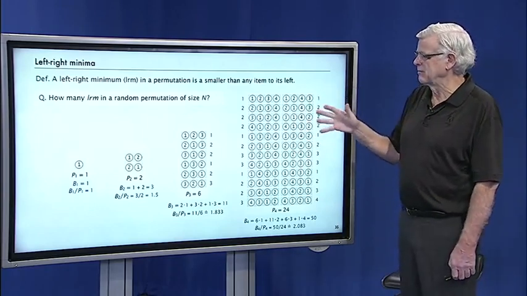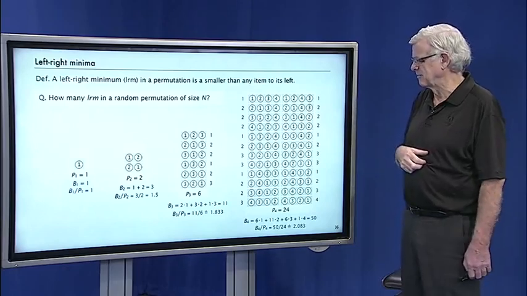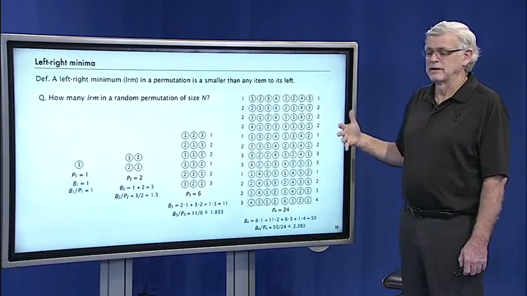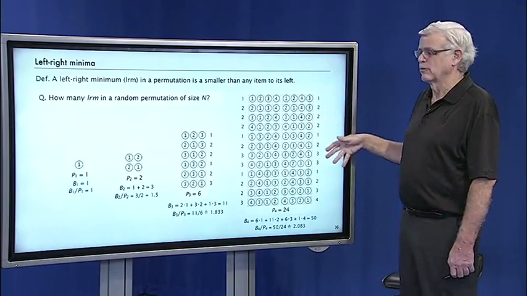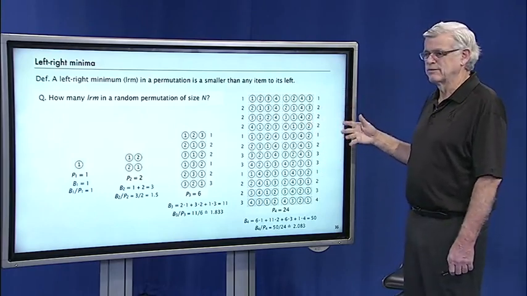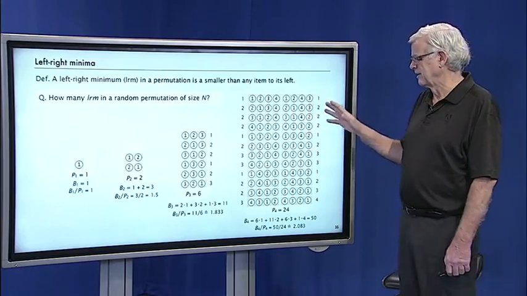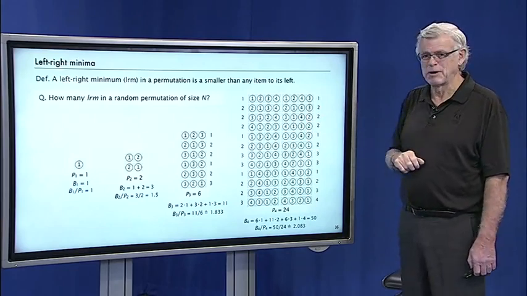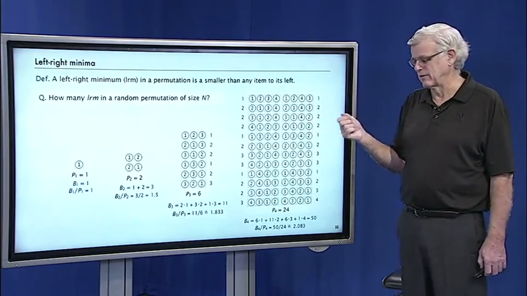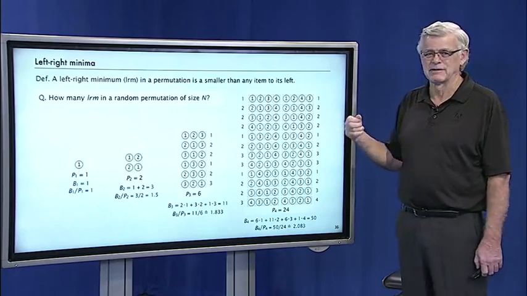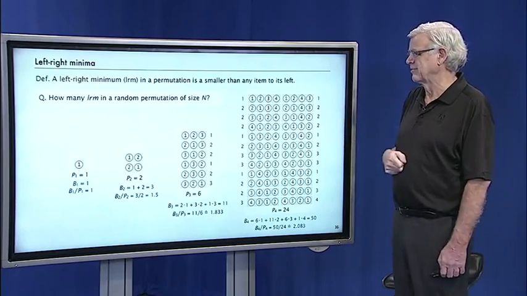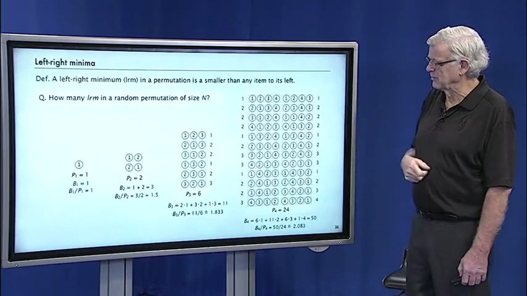How many left to right minima in a random permutation of size n? That's our question. And again, as usual, it's very worthwhile to fully compute small values, both to get an appreciation for the intricacies of the problem, and also to have precise values to check against when we complete the analysis. So that's what this table is.